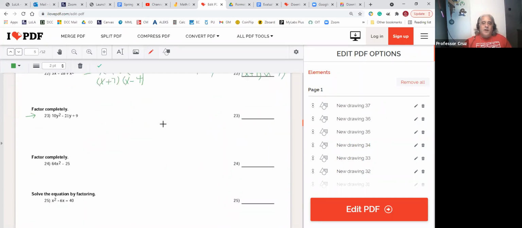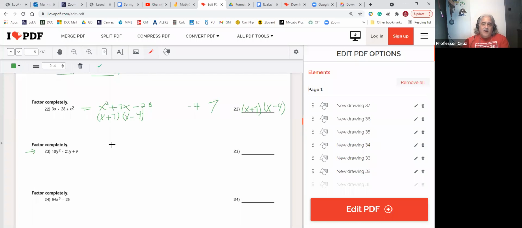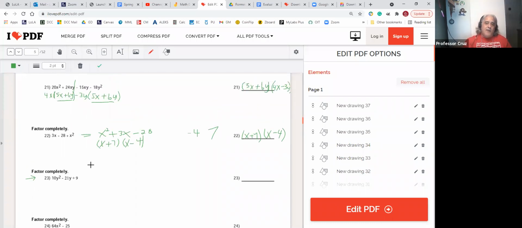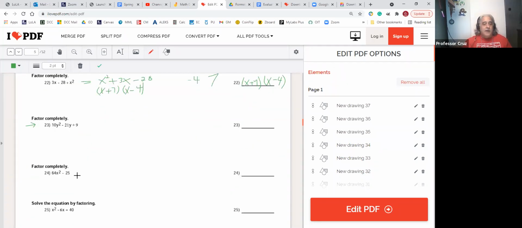All right, now this is one of those that you use the AC method, and then we have to factor by grouping, or at least that's the way I do it. There are plenty of other different ways. Usually they'll fall in the category of trial and error, which I just happen to hate.